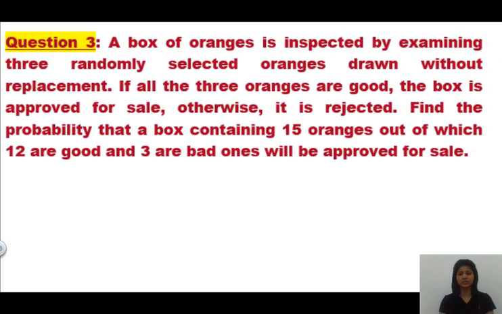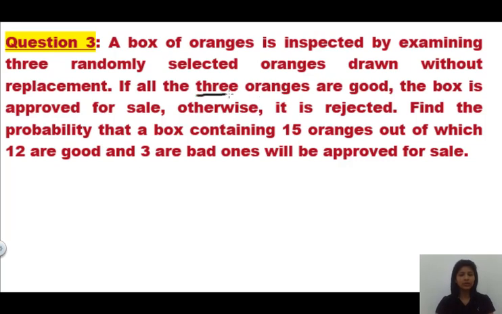Here is the first question, which says a box of oranges is inspected by examining 3 randomly selected oranges drawn without replacement. That means the box is inspected by selecting 3 oranges out of the total oranges, but without replacement. Without replacement means we take out one orange, keep it aside, and then, without placing it back in the box, the second orange is picked from the box. And similarly for the third one.